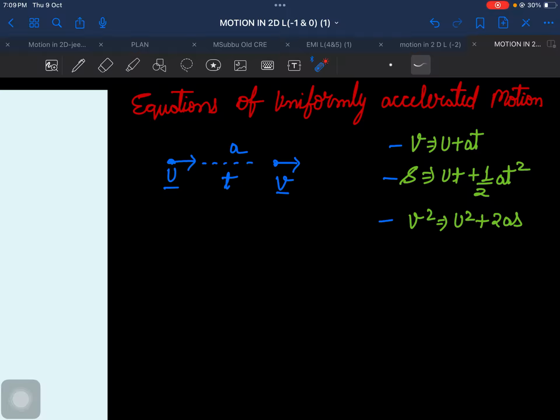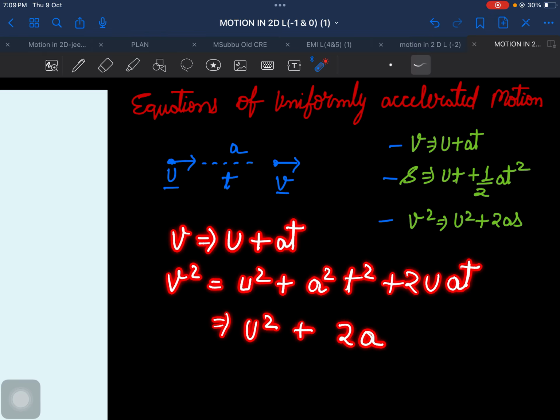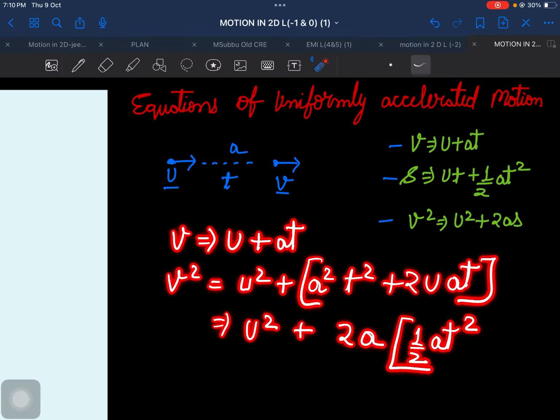Okay, for the third equation, you have the first equation, v equals u plus at, right? Square both sides, you will have v square equals (u plus at) whole square. So u square plus a square t square plus 2uat, right? Clear? Now you will have u square plus, take 2a as common. Just check, everyone, 2a you have taken as common, so here you will have half a t square. From here you have taken 2a common, meaning divide by 2a, right?